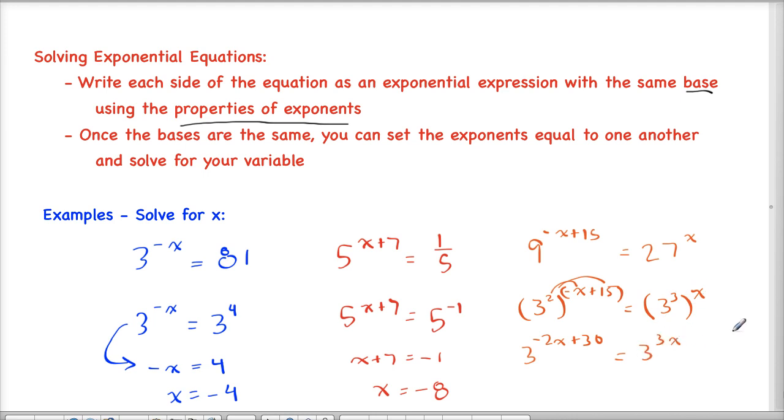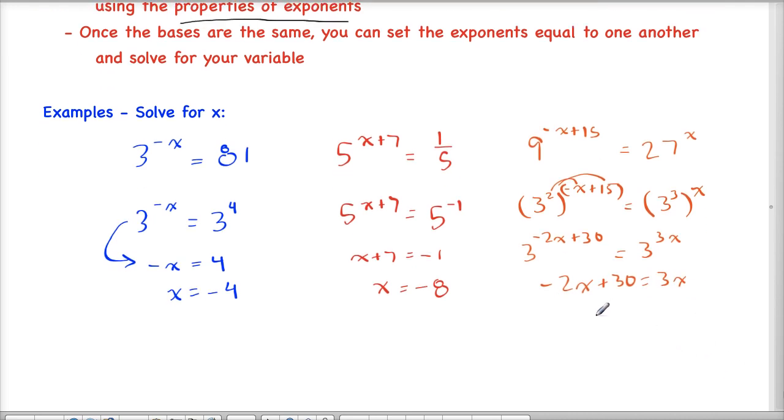So now I had to do a couple extra steps here to be able to get this as two expressions with the same base. And then I can set the exponents equal to each other. So negative 2x plus 30 equals 3x. You would add 2x to each side, and you get 30 equals 5x. Divide by 5, and you get x equals 6. Okay, so those are 3 examples of problems that require you to solve for x when you're given 2 exponential expressions, or in other words, an exponential equation. Write them in the same base and solve.